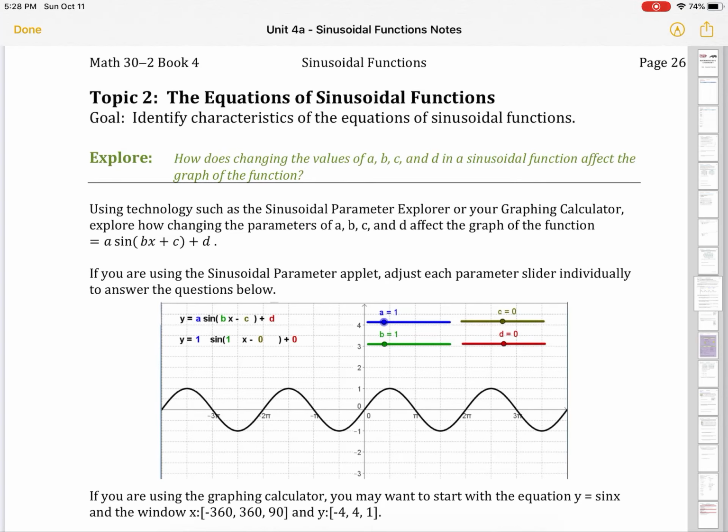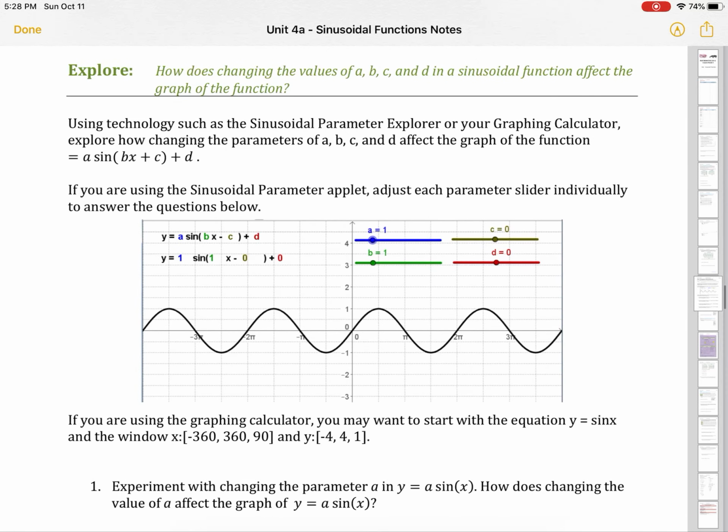Okay, so we're in sinusoidal functions and we're doing topic 2. We're going to explore how changing the values of a, b, c and d in a sinusoidal function affect the graph of the function. So the first part is an exploration. In class, we're going to take a look at what happens. We're going to use a GeoGebra demo.